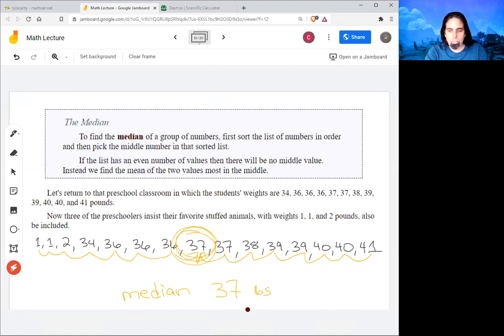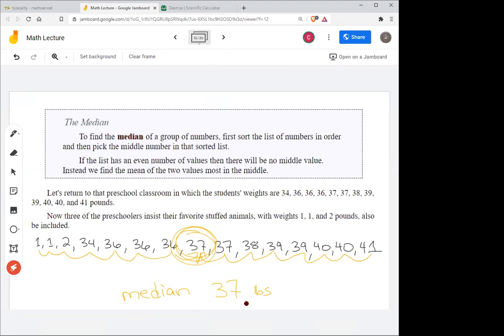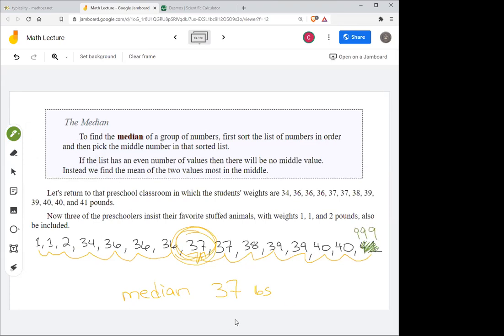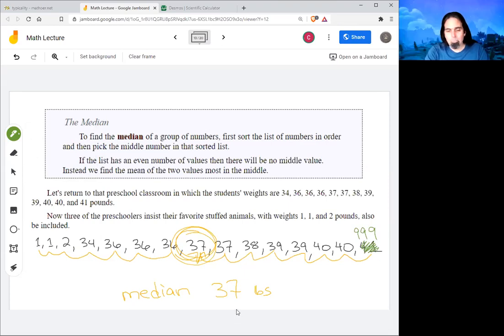Everyone okay with my yellow example? Yes. Okay, here is a question. If we changed 41 to 999, would the median change? No. No, it's just something we're skipping over. So what kind of real life situations, more practical than trying to weigh stuffed animals along with kids, when would you want a median? What is that useful for? Any ideas?